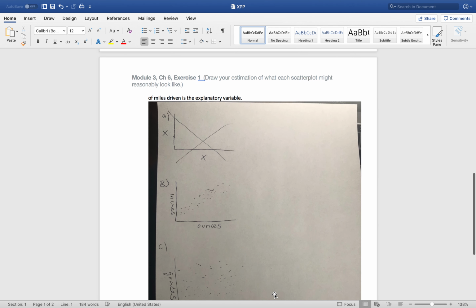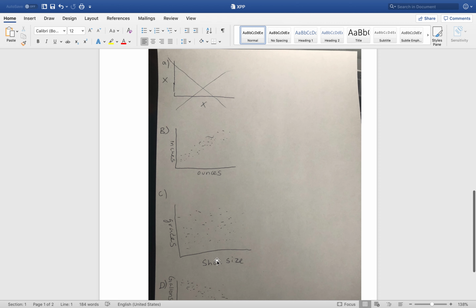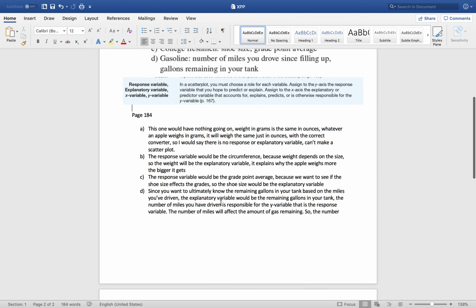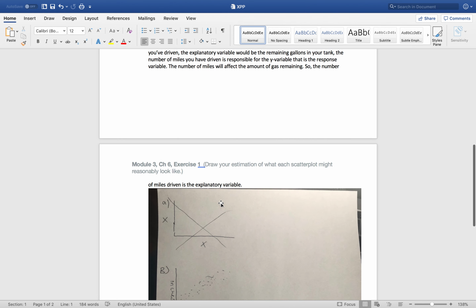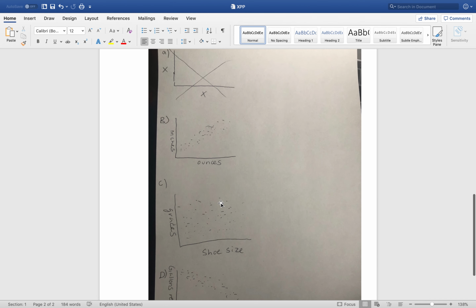So for C, shoe size will be here because the shoe size is going to explain the grades. I said the shoe size is the explanatory, so it's going to kind of predict the grades. For this one, it's very hard to have any kind of shape. There could be any outliers. You could have somebody with a huge shoe size with small grades or somebody with a small shoe size and big grades. So I didn't have a good correlation. I drew one with kind of a 0 correlation, just because it's hard for me to know without actual data if grades are affected by shoe size.